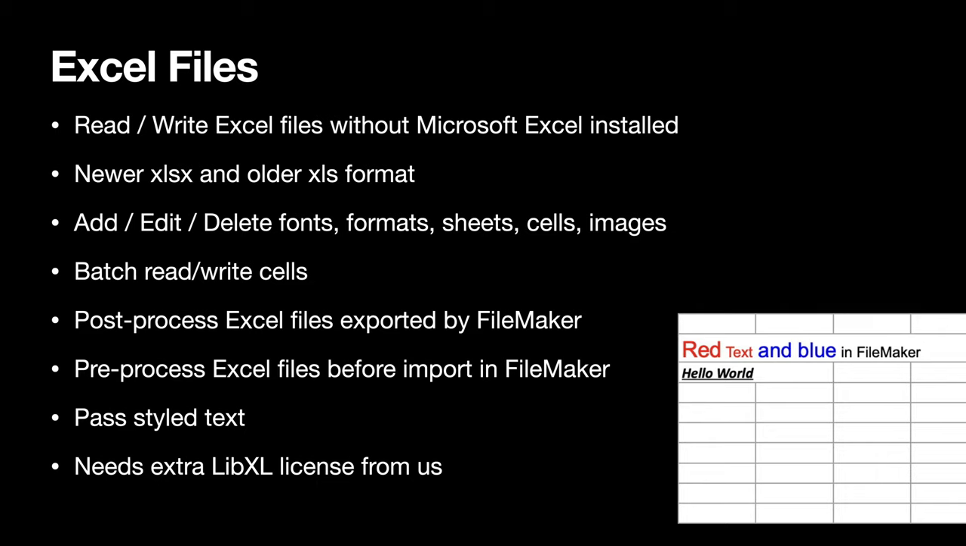If you export a dataset in FileMaker, you can post-process the file by loading it with the XL functions. For example, change the formatting, change the column titles, and then write back the file to disk.